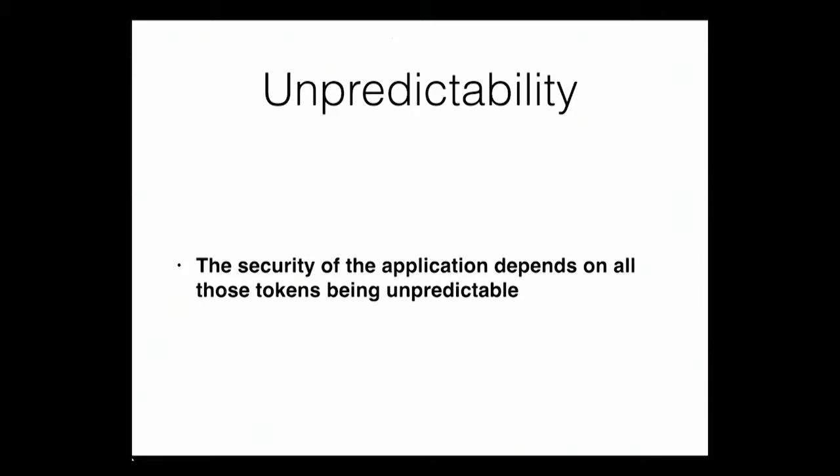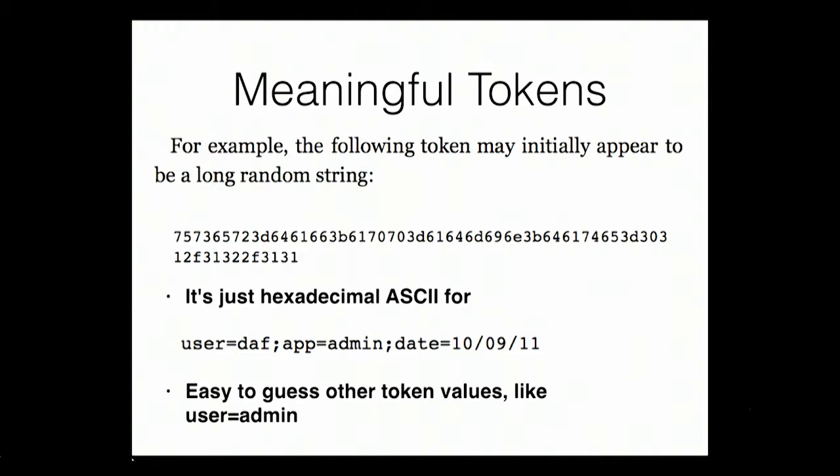One common way to make a token is to use meaningful data. This, especially if you do CTFs, you'll learn to spot this really fast. This is readable ASCII. 75 and 73 are printable capital letters. This is a capital A. You learn a few of these and you spot it. That's just hexadecimal for user equals DAF.